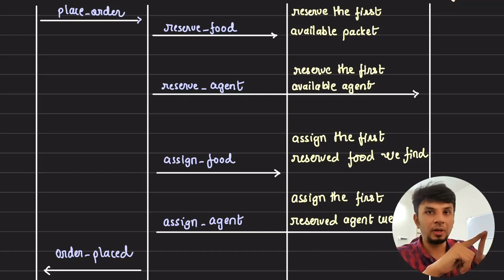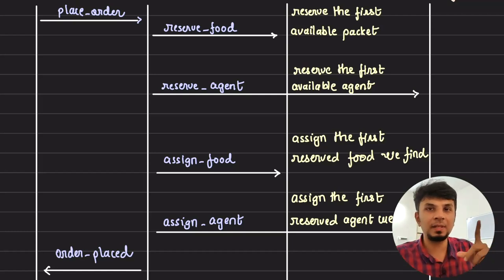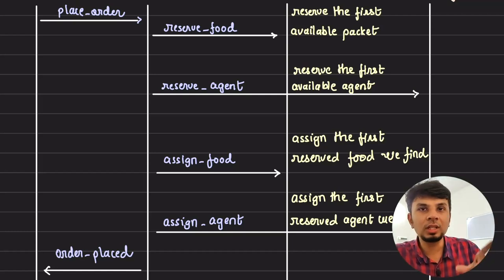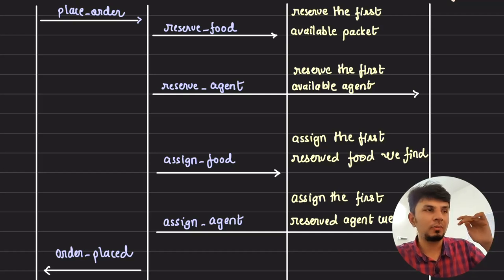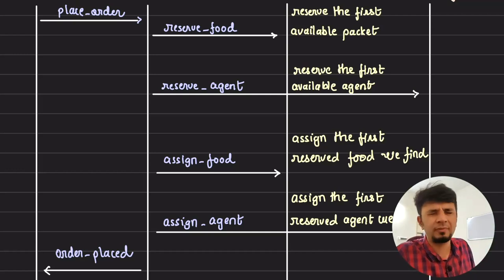So it's very important for your end user. It's not about how your system works. It's more about what your end user experiences, right? For your end user, what would they get? They would get order not placed, or food item not available, or delivery agent not available. Depending on the use case and the product, we can show a very fancy message out there, right?